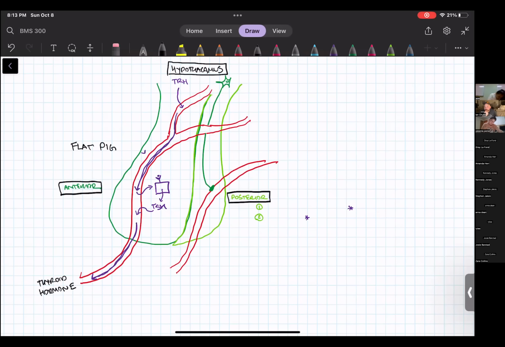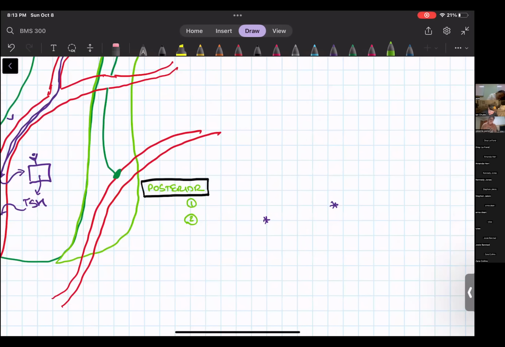Now, the posterior is kind of the more interesting one. It's more of a neural. So things are coming from actual neurons that are in the hypothalamus that extend down into the posterior pituitary and directly communicate with the bloodstream. What are the two major hormones that come from the posterior pituitary? Oxytocin and antidiuretic.